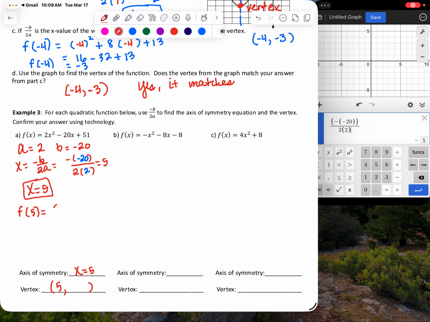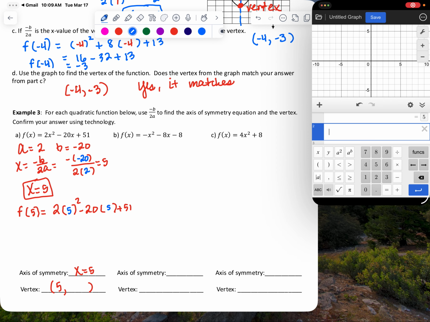So that means you're going to replace all the x's with parentheses. So 2 parentheses squared minus 20 parentheses plus 51. Now, I'm evaluating this function for 5, so I'll put a 5 here and a 5 here. I would probably use your calculator on these because they can get big numbers to evaluate here. So I'm going to put 2 parentheses, 5 parentheses squared, minus 20 parentheses 5, and then plus 51.